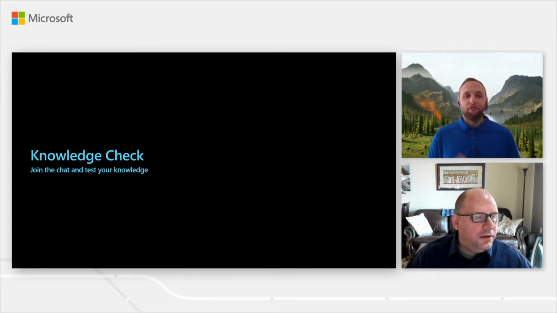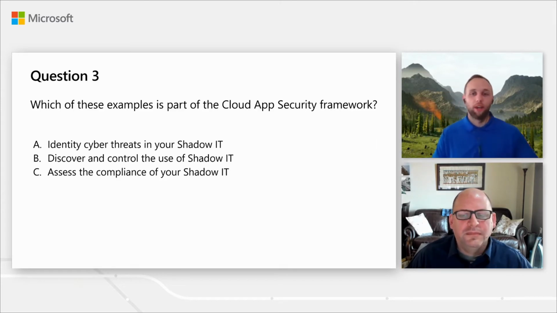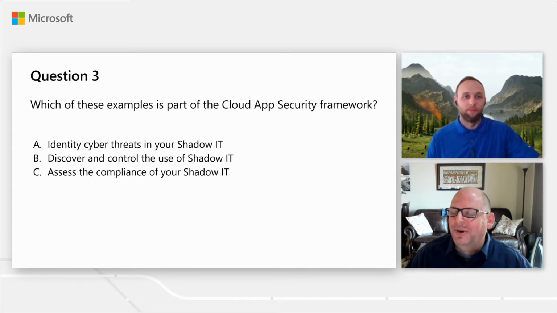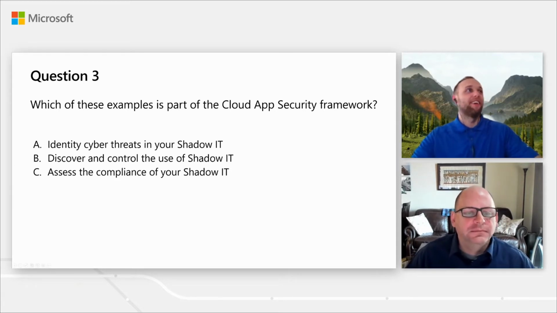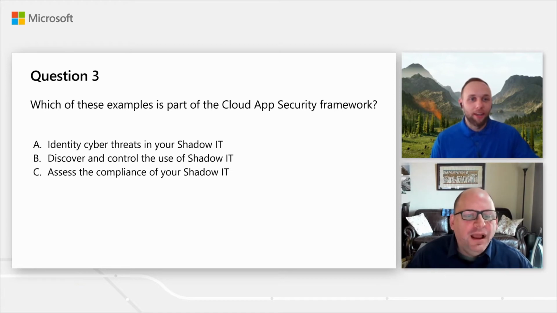So a lot of information there. We're going to move to our next knowledge check, and then I think we're ready to hop into some of the core content here. So Brett, which of these examples is part of the Cloud App Security Framework? I think all three, because they say shadow IT. See, we did hit on shadow IT a lot, and I think that's one of the answers to everything, I feel like. But in terms of this, let's go ahead and see.